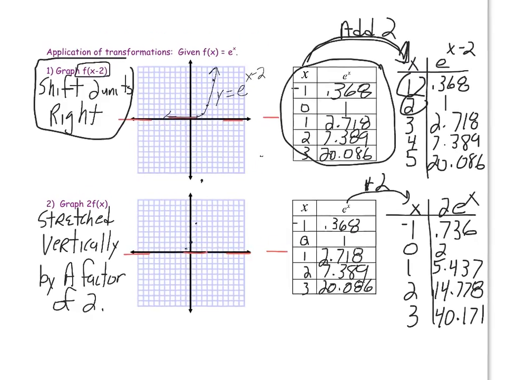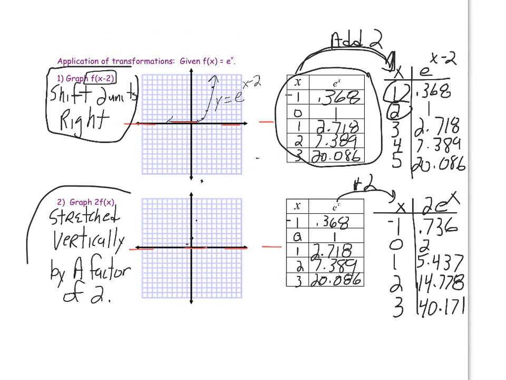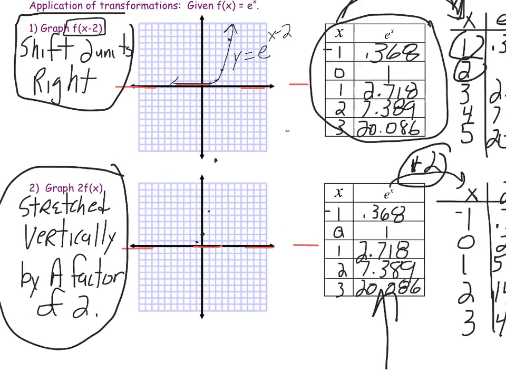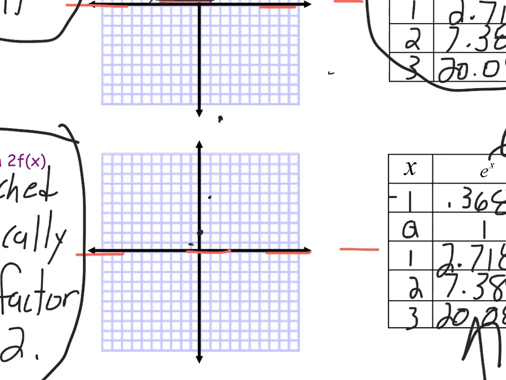In the second one, 2 times f of x, that's going to be stretched vertically by a factor of 2. That means all of the output values become twice as big. So I'm going to take this column in my table and double it and plot those points. As you can see, I've done that here. And here is the graph of y equaling 2 times e to the x.